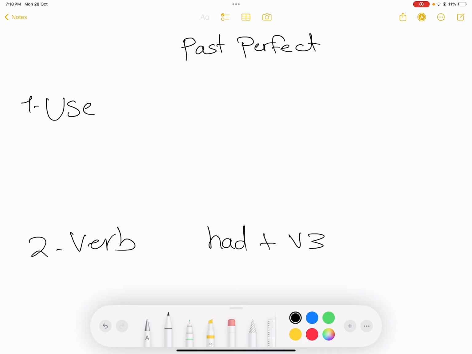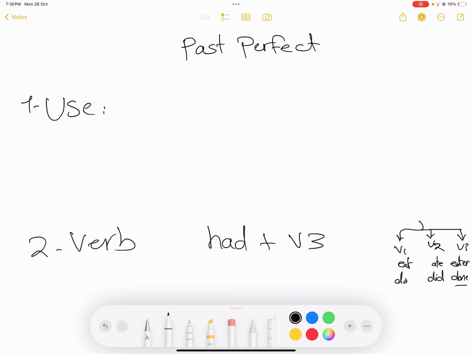Any irregular verb has 3 versions. Version 1, version 2, and version 3. Like eat, ate, eaten. So eaten is version 3. Like do, did, done. So done is version 3. So this is what will happen to the verb in the past perfect.